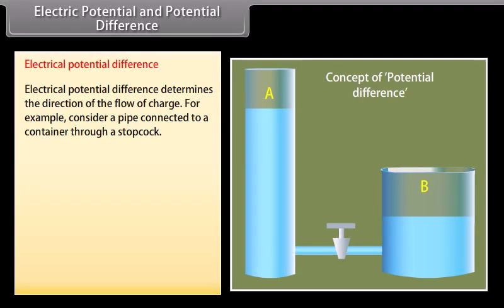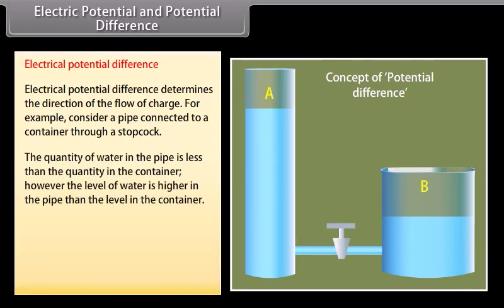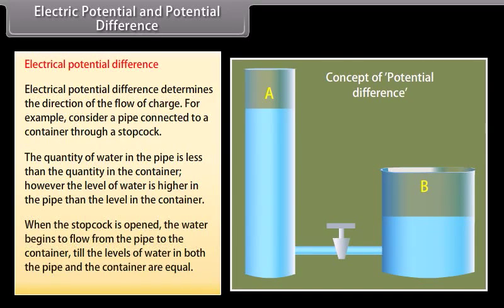Electrical potential difference. Electrical potential difference determines the direction of the flow of charge. For example, consider a pipe connected to a container through a stop cock. The quantity of water in the pipe is less than the quantity in the container. However, the level of water is higher in the pipe than the level in the container. When the stop cock is opened, the water begins to flow from the pipe to the container till the levels of water in both the pipe and the container are equal.